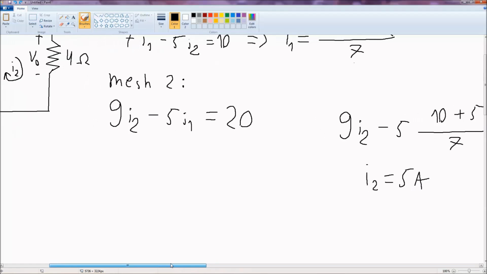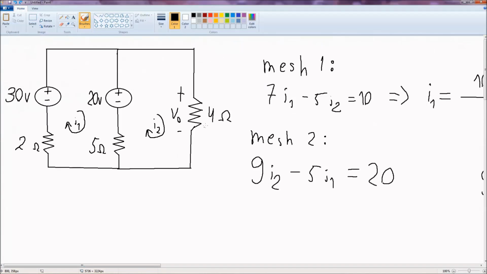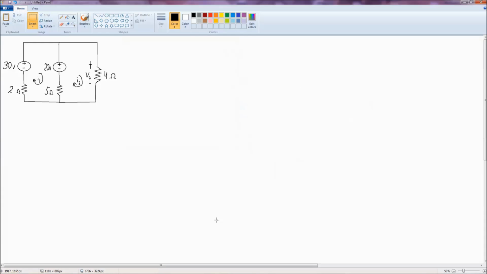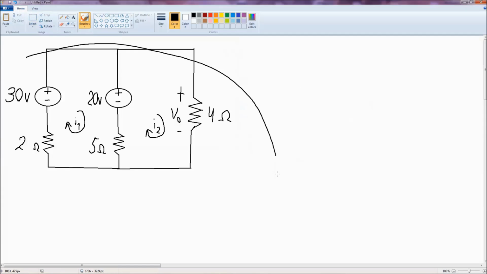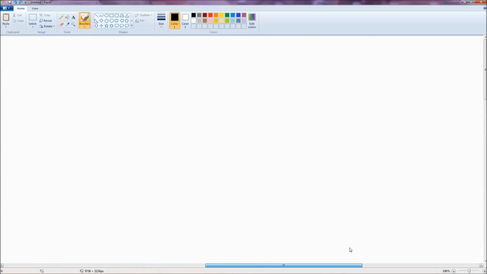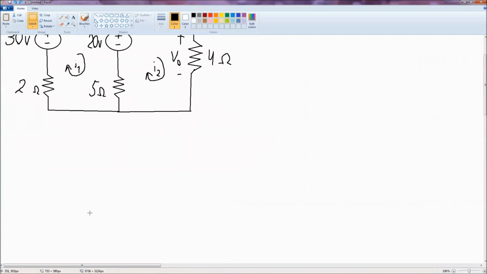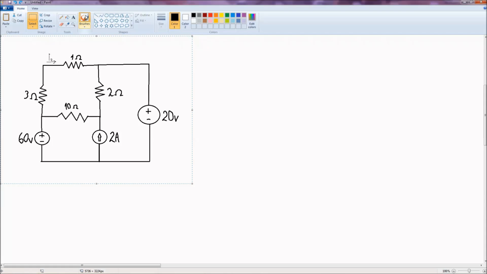So if I1 is 5 amperes, then the voltage should be 4 times 5 amperes. So let's put it down. 4 times 5 equals 20 volts. So that makes it for the one mesh method, but this is for a circuit where you don't have a current source. So with a current source things are a little bit different. You get a super mesh here.